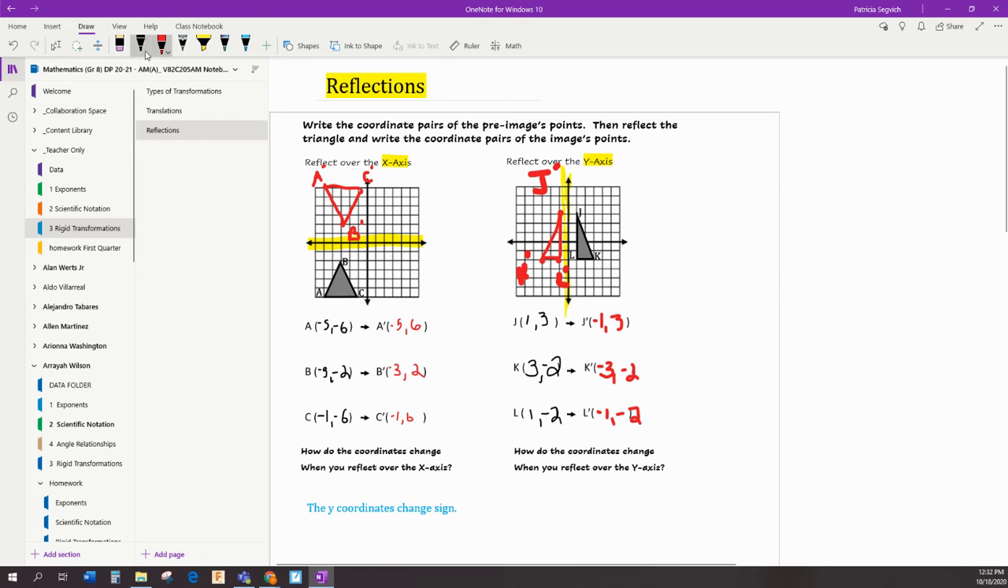Now, if we look at our pre-image compared to our image, how are our coordinates changing? Notice that the y's are the same, but now our x's are changing signs. So when we cross the y-axis, the x coordinates change sign.